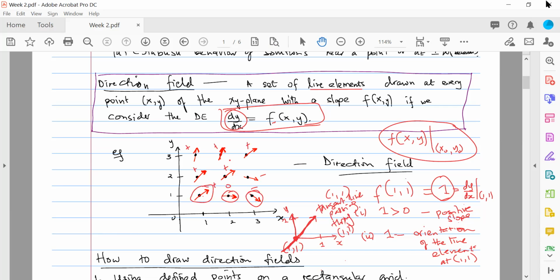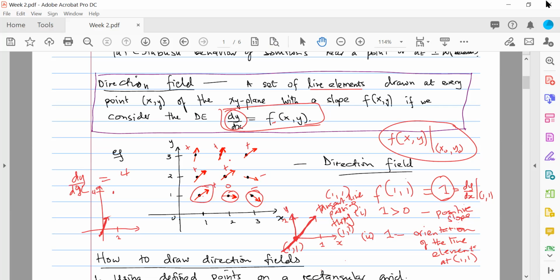So the orientation will tell you how steep that line looks at that point. It depends on the value of the derivative. For example, if the value is, let's say, 4, so this is the slope, then basically you are saying that if I move one step in the x direction, I should move 4 steps. So the line should have an orientation that, if projected, will pass through the point (1, 4).